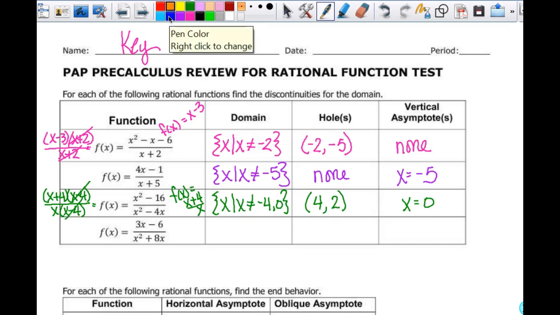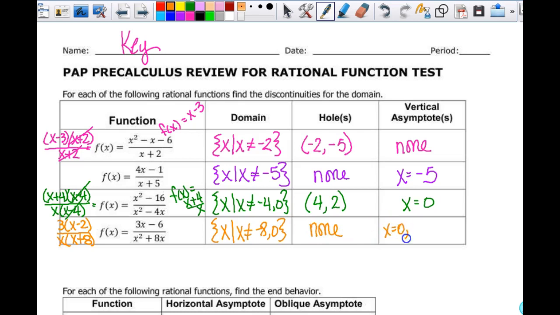All right, to factor this one, I'm going to get 3 times x minus 2 over x times x plus 8. So my domain here, a set of all x's such that x cannot equal negative 8 or 0. Then there's nothing that cancels, so there are no holes. And my vertical asymptotes would be x equals 0 and x equals negative 8.